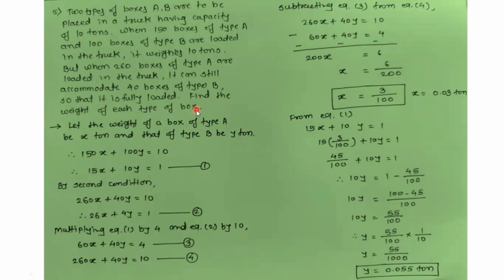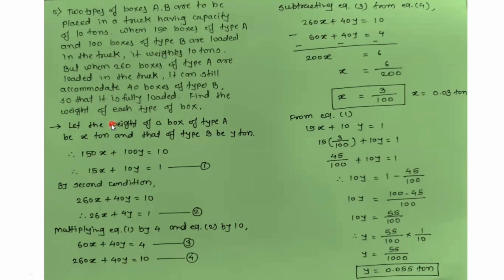So as we have to find the weights of two types of boxes, that is type A and type B, we have to assume two variables for them. That is, let the weight of a box of type A be x ton and that of type B be y ton. So from the first condition given, that is, when 150 boxes of type A and 100 boxes of type B are loaded in the truck, it weighs 10 tons.